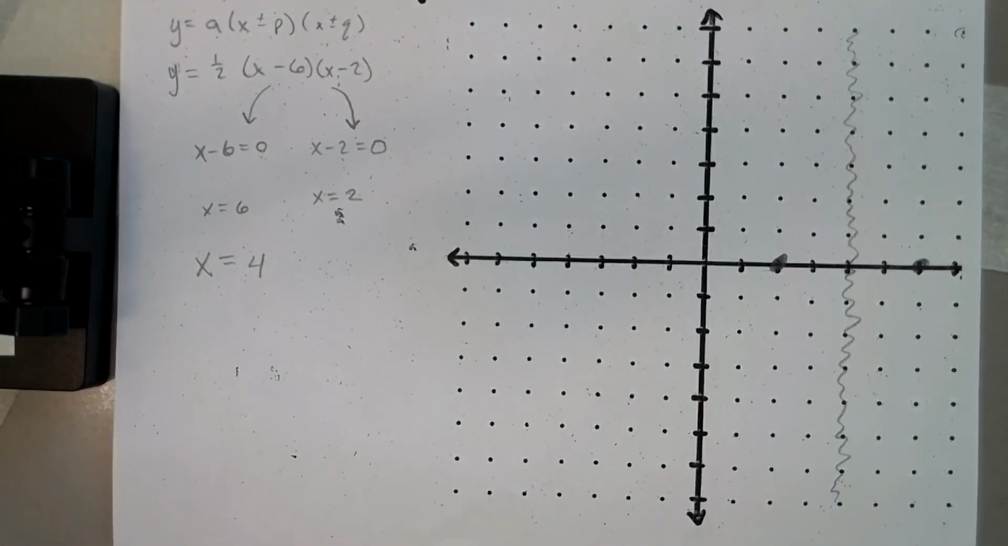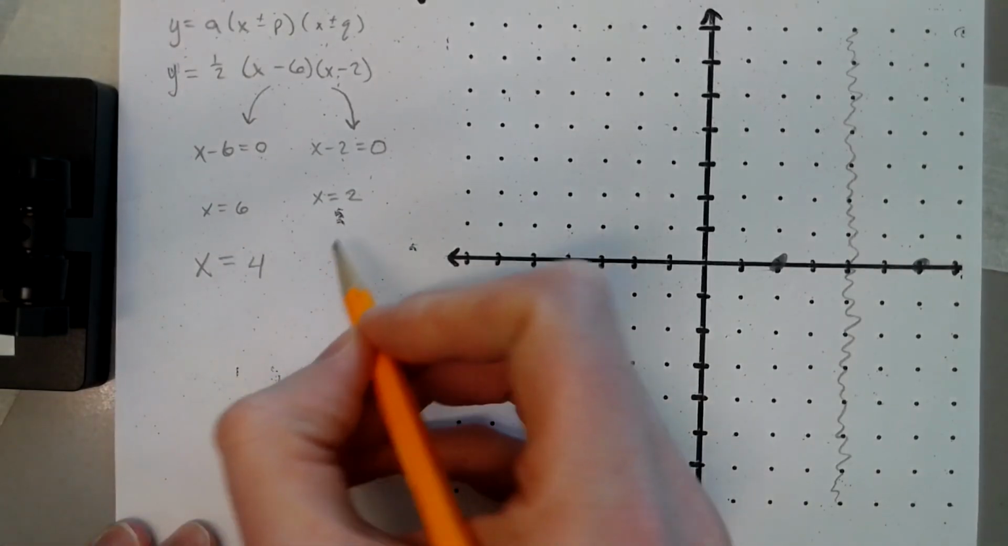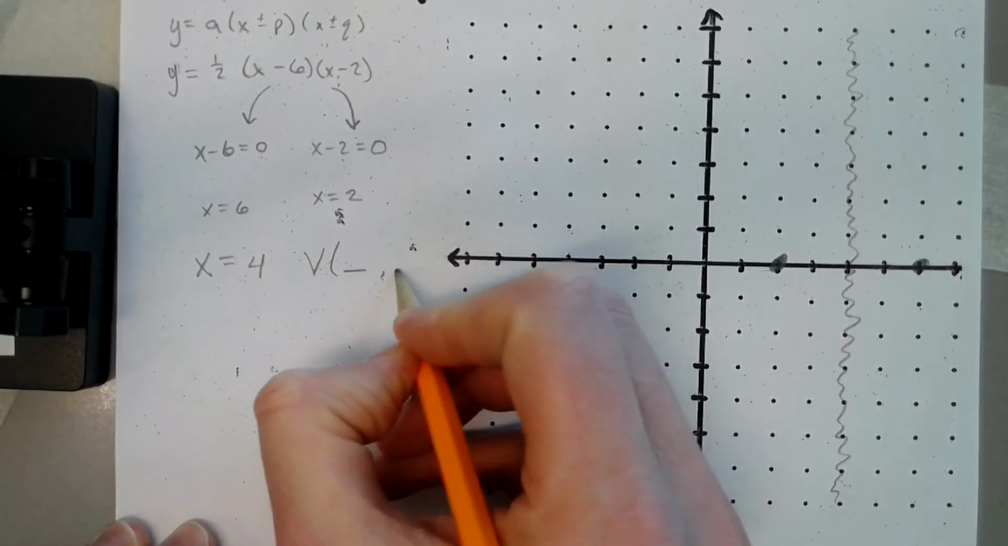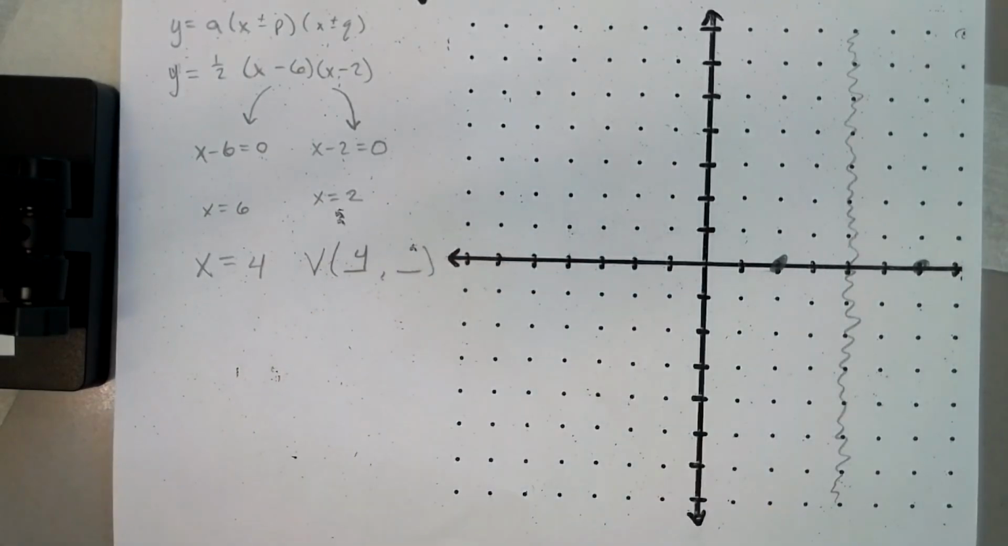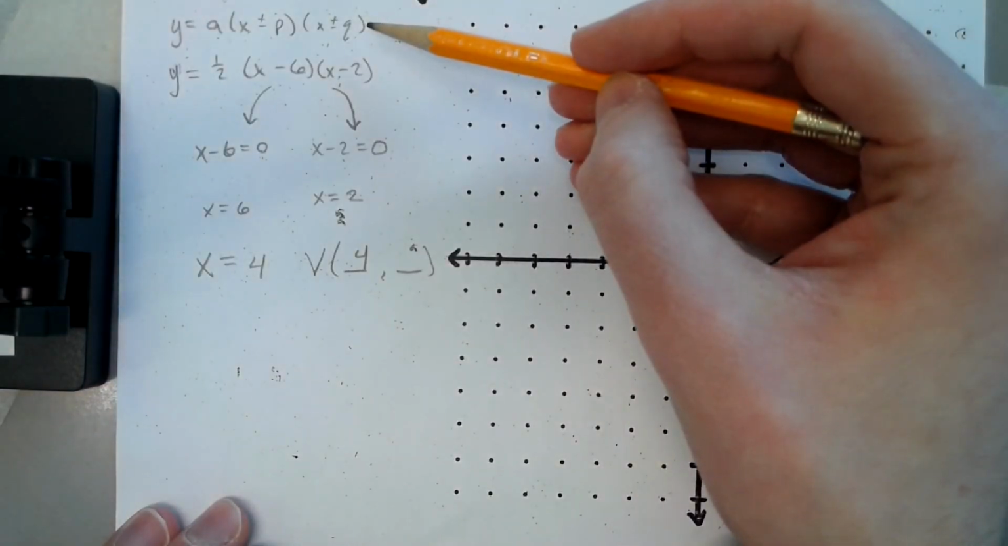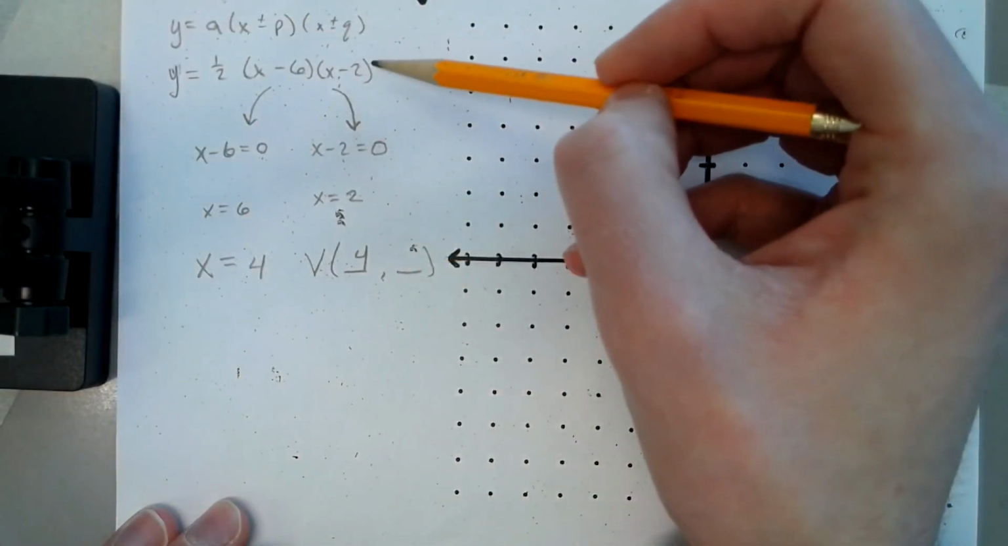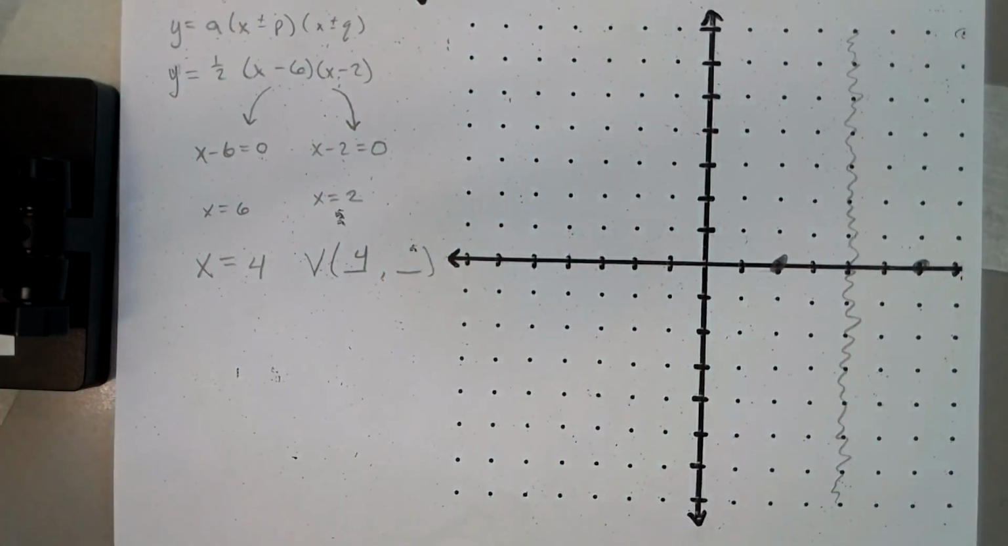Well, do you recall that your axis of symmetry is also the x part of your vertex? So I know it's 4. And so where is my vertex? Well, notice there are no h's or k's. So my function is not going to tell me directly my vertex.